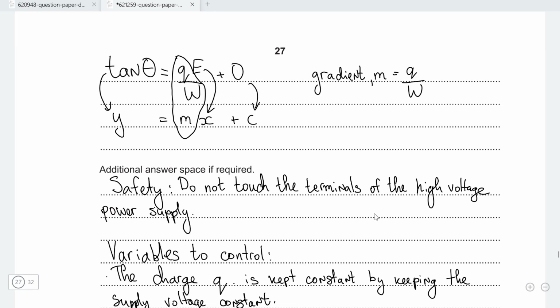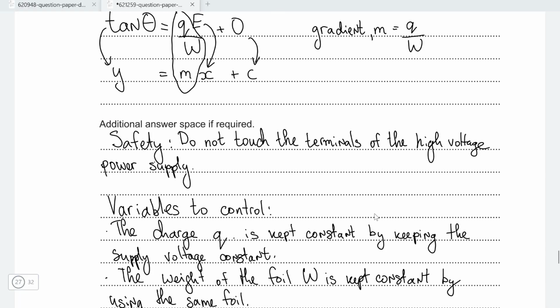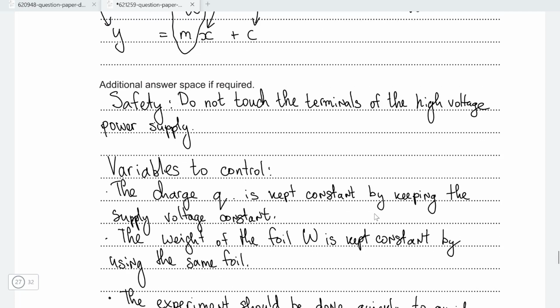A little bit about safety. We're dealing with a high voltage power supply, so by all accounts, we should never ever touch the terminals of a high voltage power supply. In fact, we should really make sure to even put some signs out, such as danger high voltage, to do this experiment. Now, what variables are we going to control?